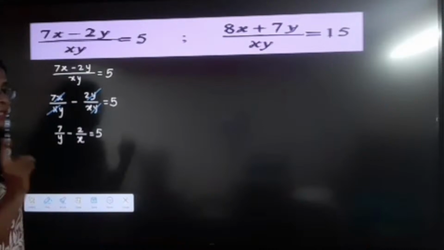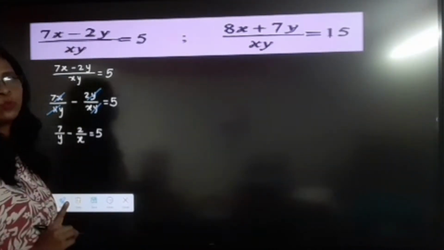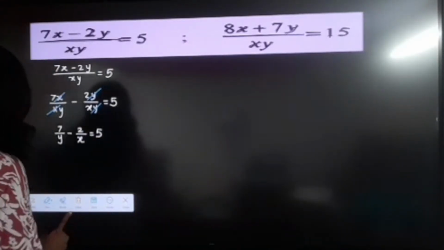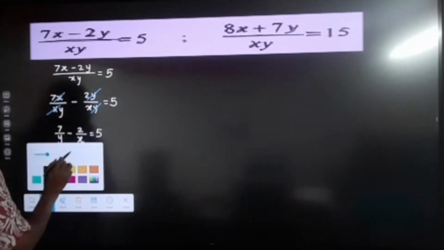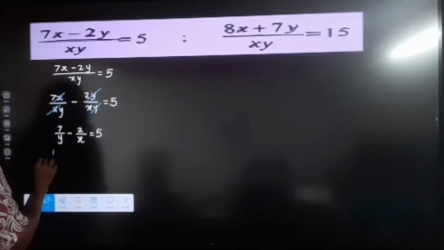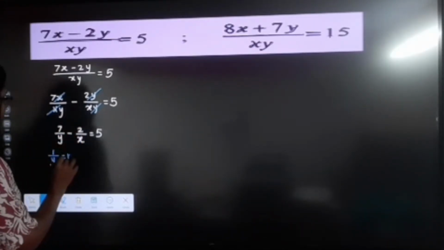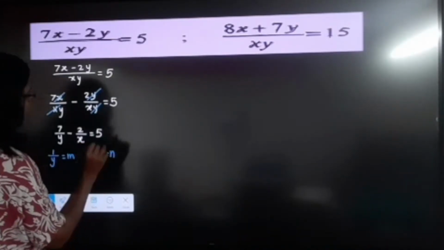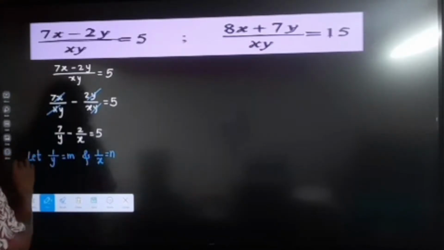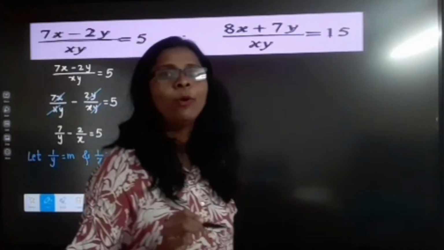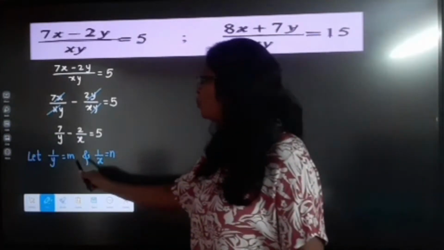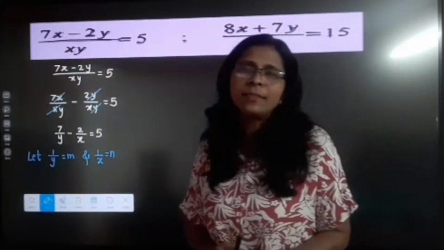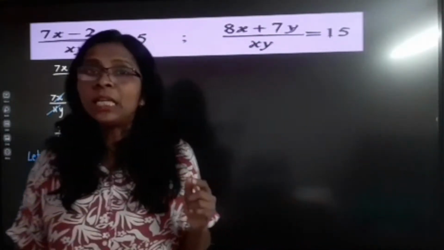Okay students, still it is in complex form. So now further, I say that 1 upon y is equal to m, and 1 upon x is equal to n. Okay students, this is a consideration that we have to consider. 1 upon y is equal to m and 1 upon x is equal to n, and on the basis of this consideration we have to solve these equations.